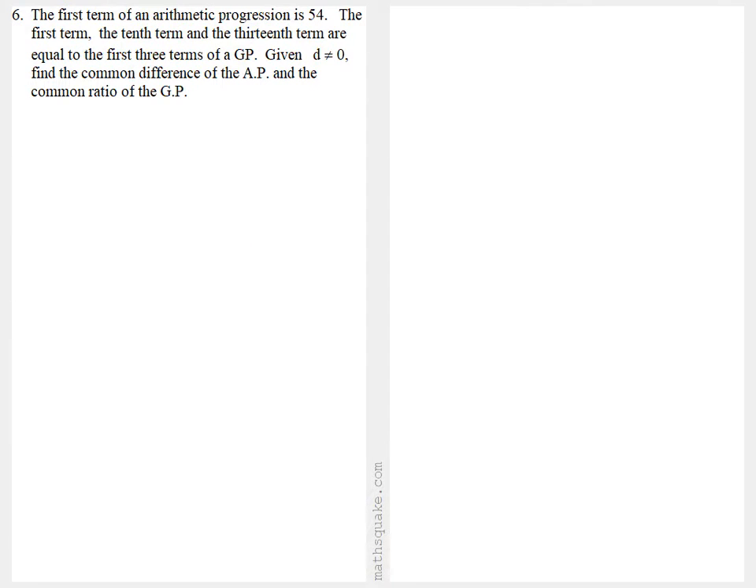In question 6, we're given the first term of an arithmetic progression is 54. The first term, the 10th term, and the 13th term are equal to the first 3 terms of a GP. Given that d is not equal to 0, find the common difference of the AP and the common ratio of the GP. Well, to solve this, in the AP, we've got T1 is equal to 54, T10 is 54 plus 9d, and T13 is 54 plus 12d.